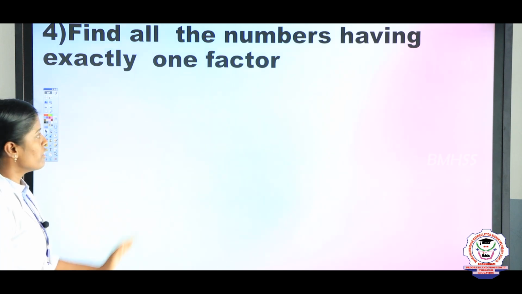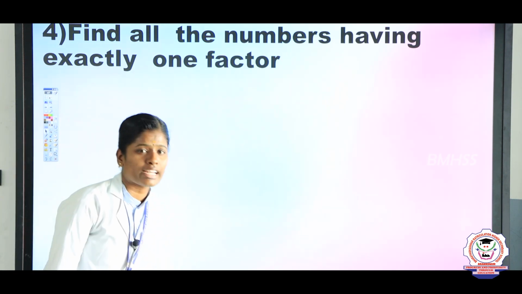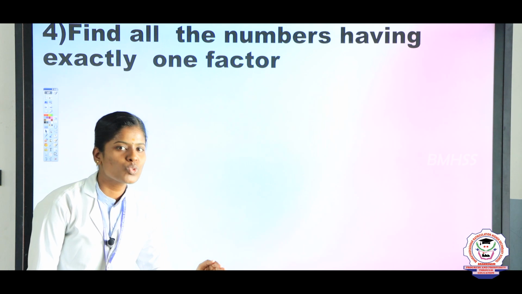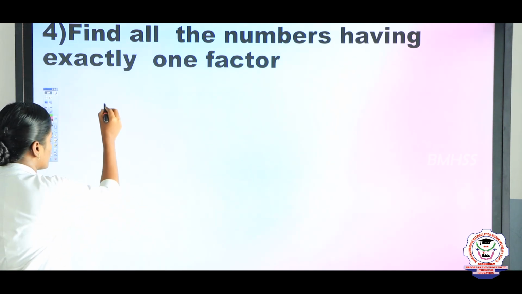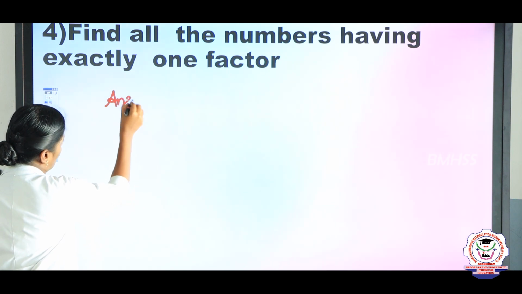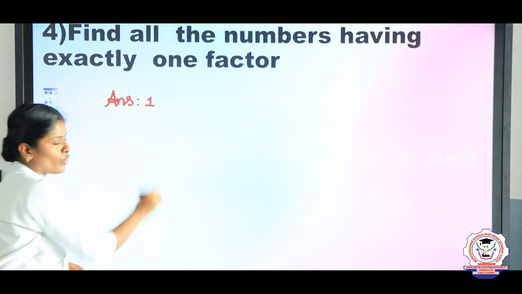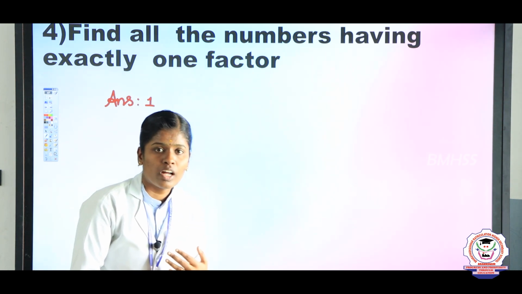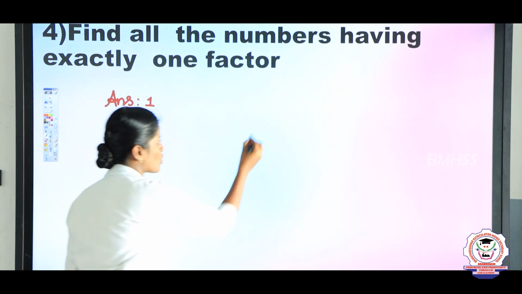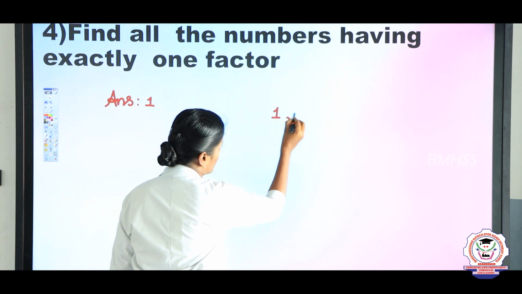So next question, find all the numbers having exactly 1 factor. So the answer is what? The answer is 1. So write the answer: 1. For example, you are going to find the factors of 2. So what are the factors of 2, Morna? Very good. The factors of 2 are 1 and 2.